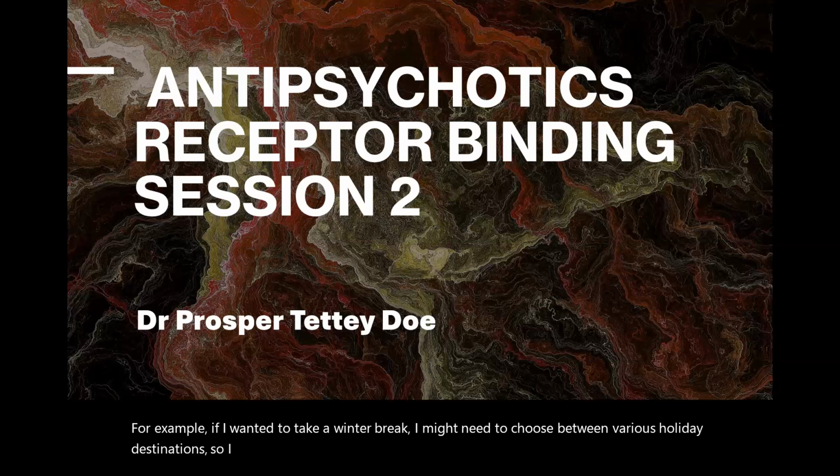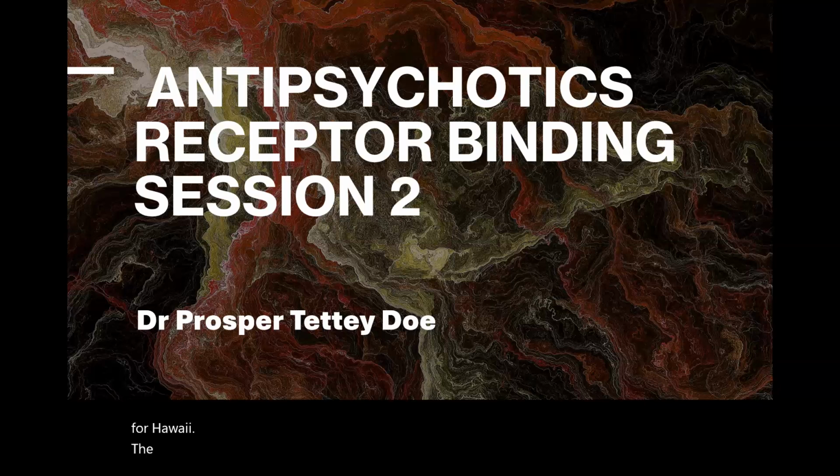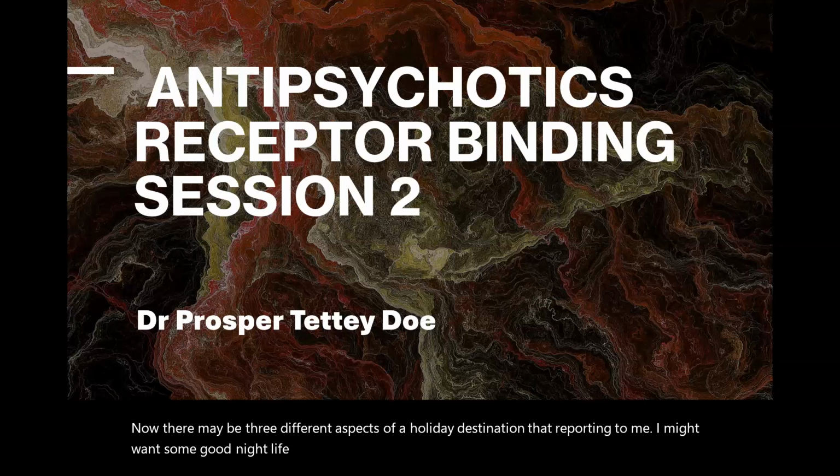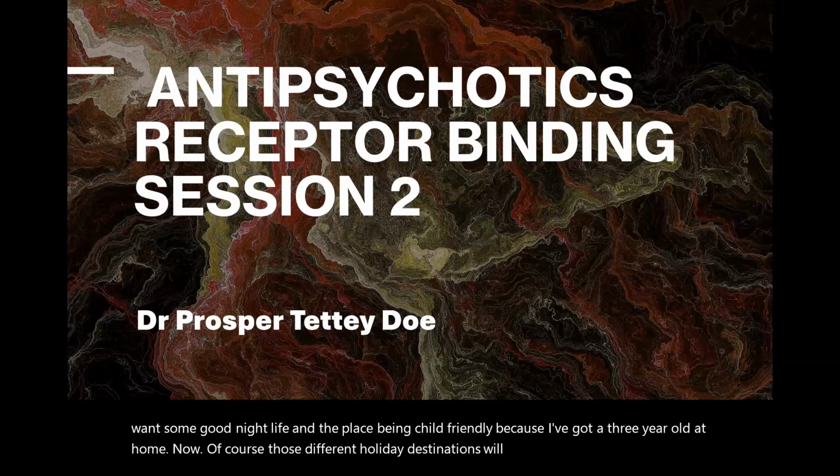So I might have 3 different holiday destinations in mind. I might have the beaches of Hawaii, the mountains of Gstaad, or the clubs of Ibiza. Now, there may be three different aspects of a holiday destination that are important to me. I might want sun, good nightlife, and the place being child-friendly because I've got a 3-year-old at home. Now, of course, those different holiday destinations will have different pros and cons, benefits and negatives.